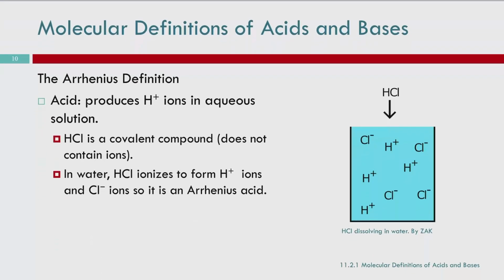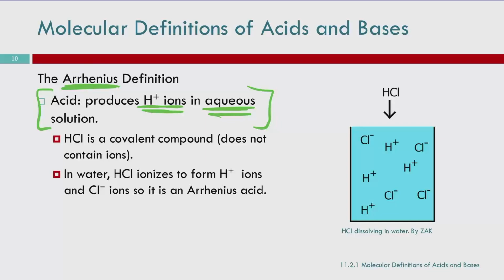But first, we want to start out with a definition for acids. And so we are going to start off with our Arrhenius definition. This is our Arrhenius definition for acids. Our definition is that they produce H plus ions in aqueous solution. So if you add a compound to water to make an aqueous solution, and it produces H plus ions directly, then that makes it an Arrhenius acid.